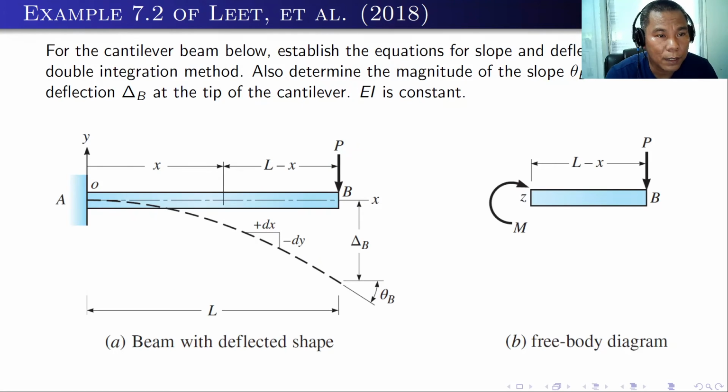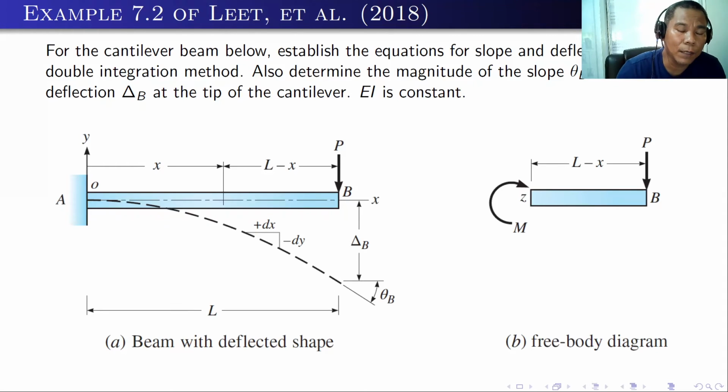Another example is a cantilever beam. We need to establish the equations for slope and deflection by the double integration method, if we have a concentrated load applied at the end point. Also, determine the magnitude of the slope theta B, that is the slope at the free end, and the deflection delta B at the free end. Assume that EI is constant.